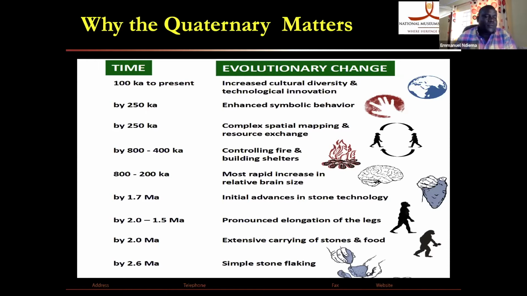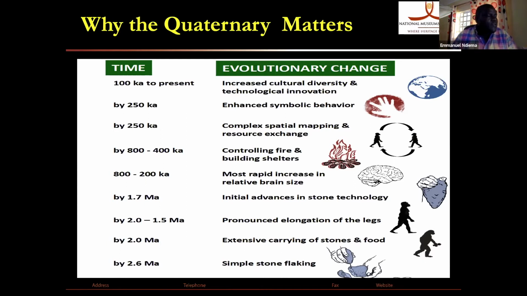2.5 million years. And it's within this time frame that we see, first of all, the inception of technology as characterized by simple stone flaking tools. Eventually, we have the extensive carrying of stones and of food at about 2 million years, and then pronounced elongation of the legs, therefore leading to bipedalism and people being able to walk upright. Then initial advances in stone technology, getting more refined technology.